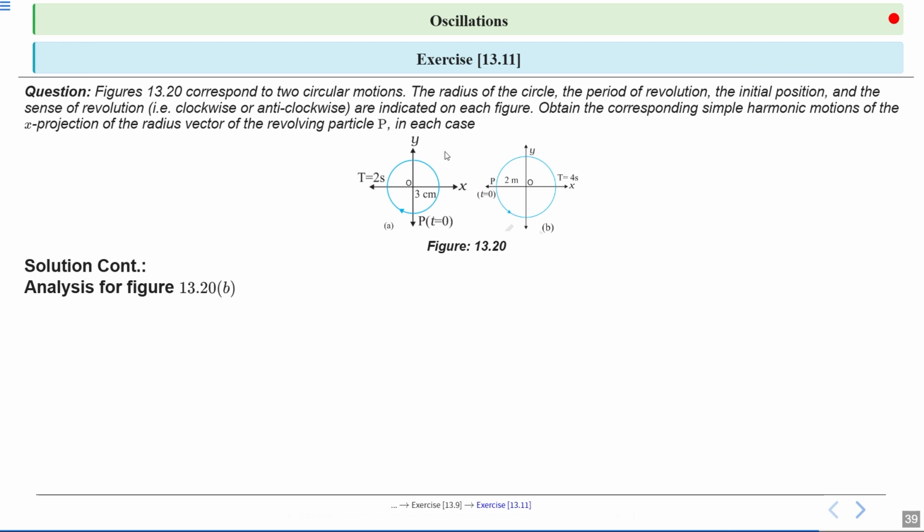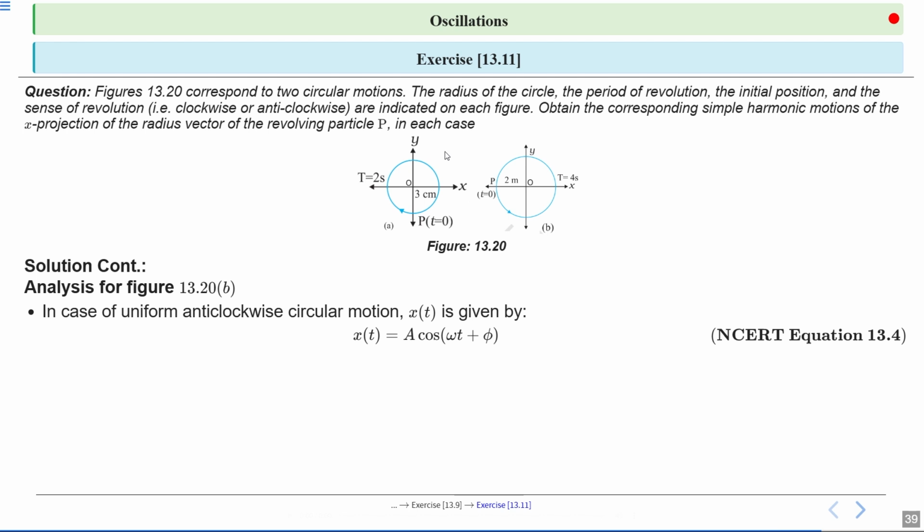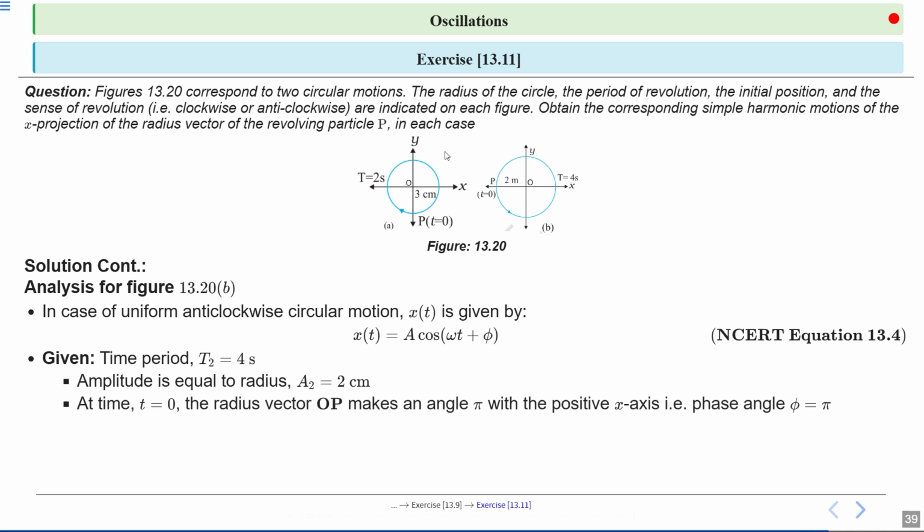Now, analyzing figure 13.20b, in case of uniform anticlockwise circular motion, x of t is equal to a cos omega t plus phi. Given time period T2 equal to 4 seconds and amplitude equal to the radius A2 equal to 2 meter. At time t equal to 0, the radius vector OP makes an angle pi with the positive x-axis, that is phase angle phi equal to pi. The sense of rotation is anti-clockwise, and this direction is important because it affects the sign of the angular frequency in our equation.